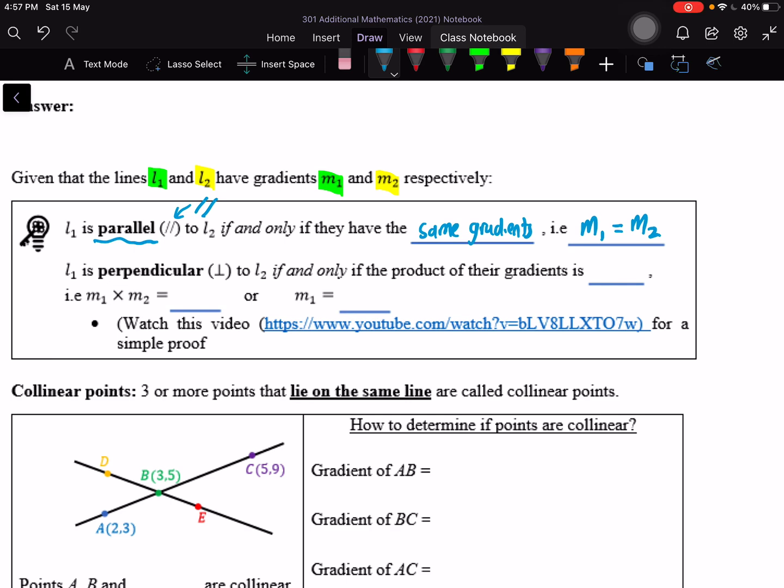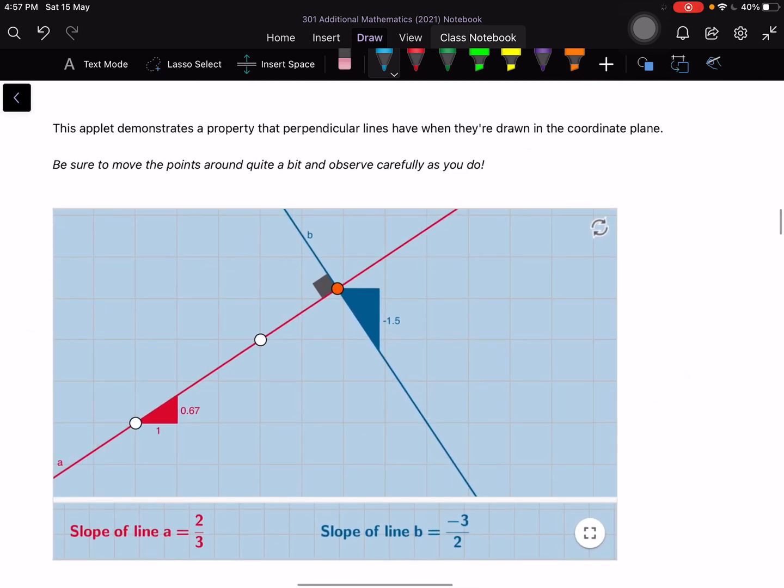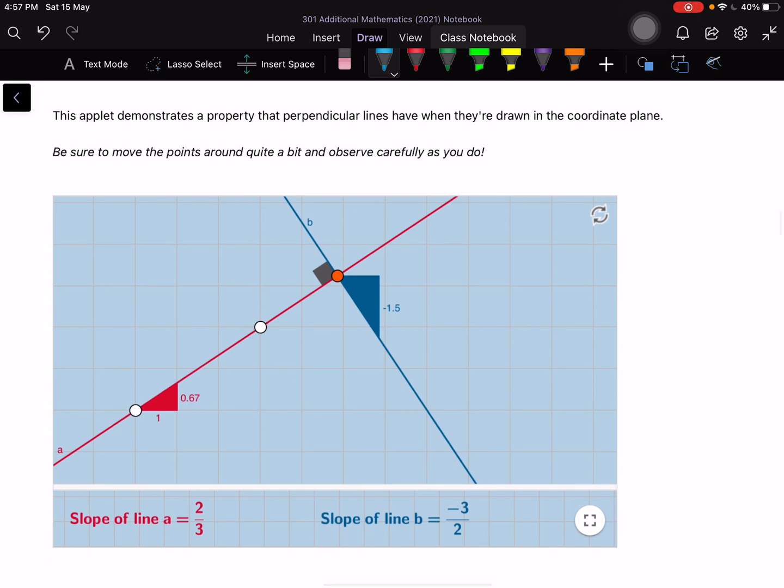Now let's take a look at perpendicular lines. This is the first example. What does perpendicular line mean? It means that they intersect at a right angle. The angle between them is a right angle. So these are called perpendicular lines.